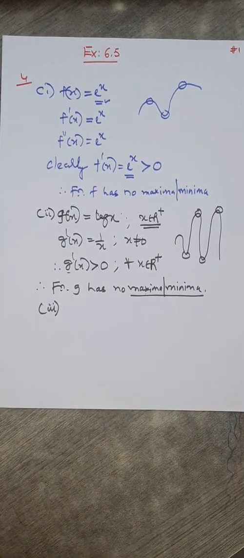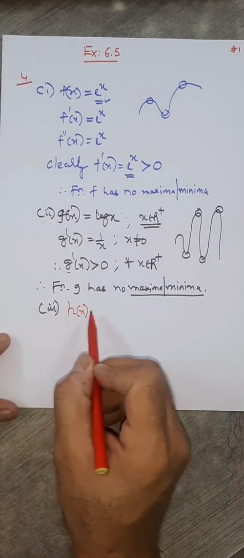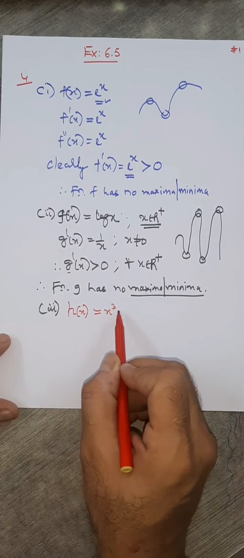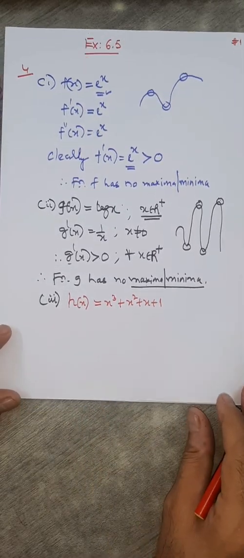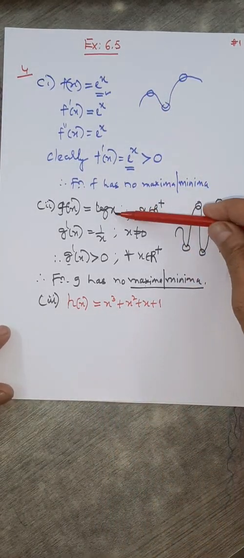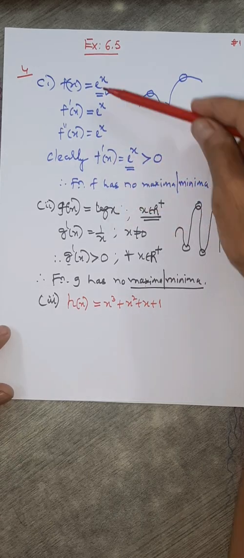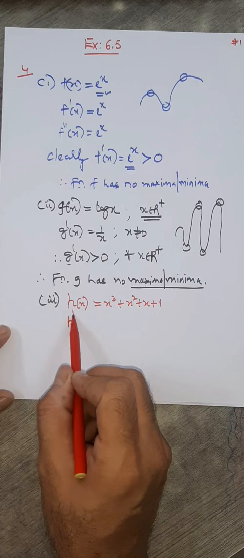Next question. You have a function h of x equals x cube plus x square plus x plus 1. Now here, from the graph it's very difficult to observe. In the previous two questions you can answer from the graph itself because both were standard functions. This is not a standard function, it's a polynomial function.